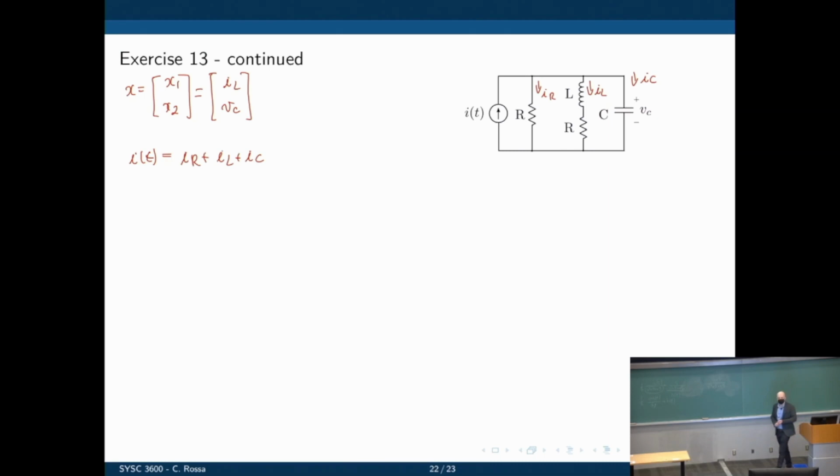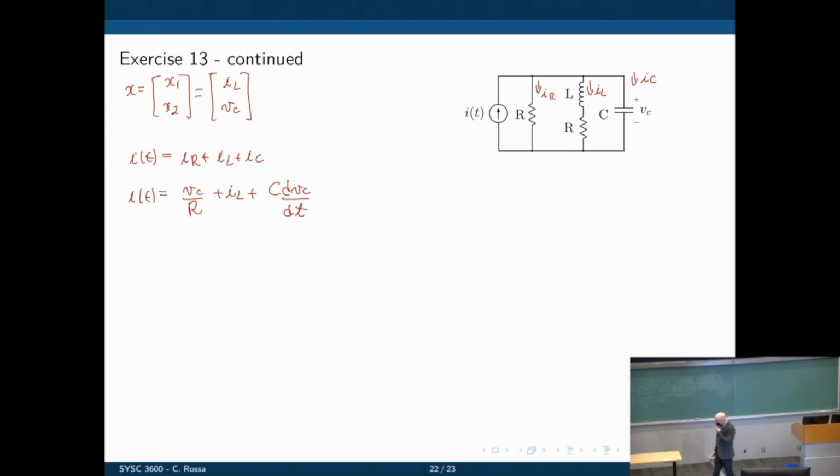How do we get rid of it? Can we write IR as a function of one of the state variables? What is the voltage across R? The voltage across R is VC, and VC is one of our state variables. We could write that I of t is VC over R plus IL, that's a state that can stay, plus C dVC dt. Aha. That's where the derivative of the first state variable shows up. And that's why we went with that equation.